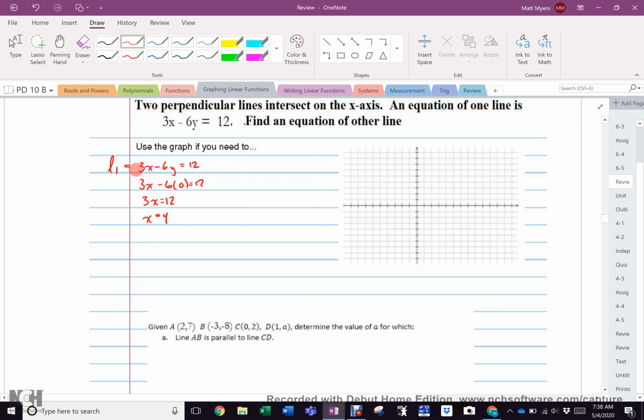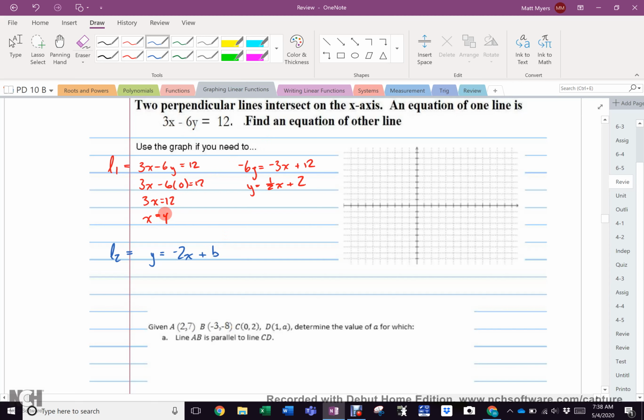So if I deal with line 1 again, negative 6y equals negative 3x plus 12, y equals 1/2 x minus 2. Perpendicular means line 2 has a negative reciprocal slope. So line 2 is y equals negative 2x plus b. We don't know the y-intercept, but we do know the x-intercept.